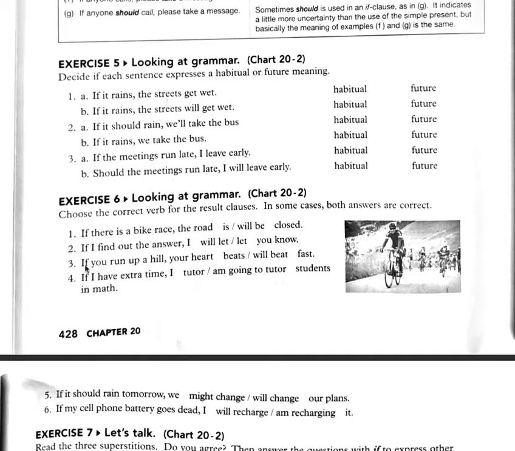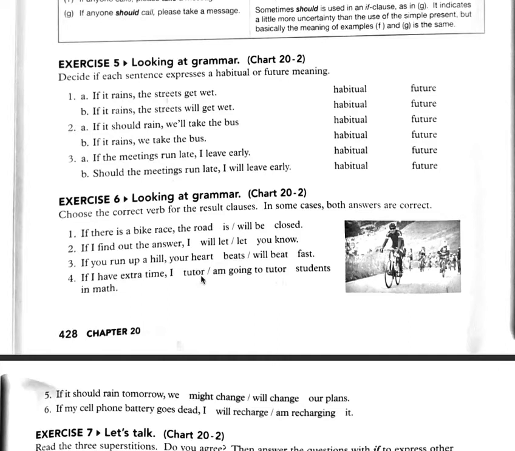Number 3. If you run up a hill, your heart beats or will beat fast. In this one, factual information. So it's habitual. Every time you run up a hill, your heart beats faster. And if you run up the hill, your heart will beat faster. Both.